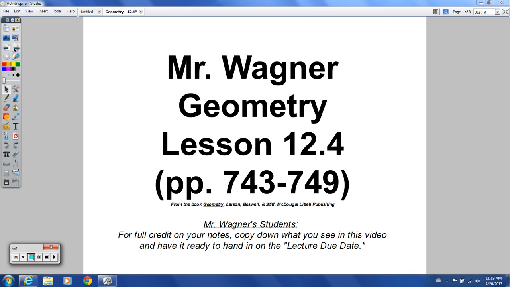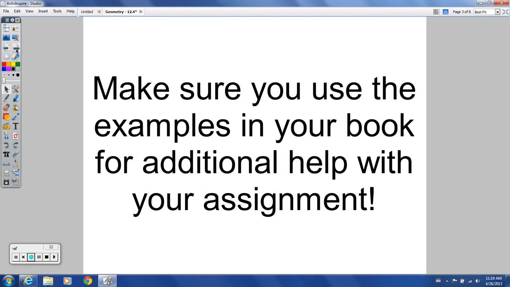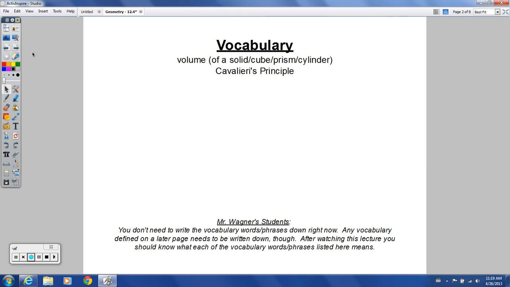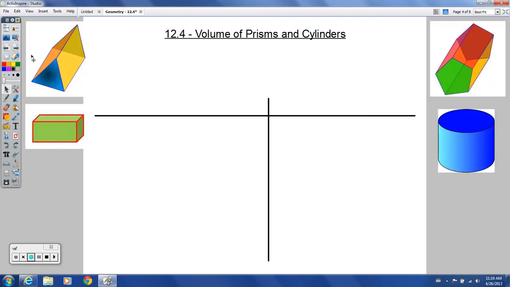Today we start looking at volume instead of surface area. We've been looking at surface area the past couple lessons, but today we're going to focus on volume of prisms and cylinders. So make sure you know these things by the end of the lesson here, and check out those extra examples in your book. So we've got some different prisms and cylinders drawn here. We're going to draw our own versions of these things later on.